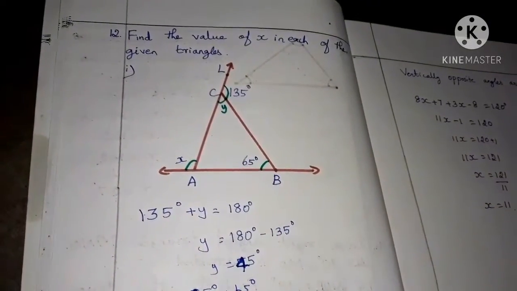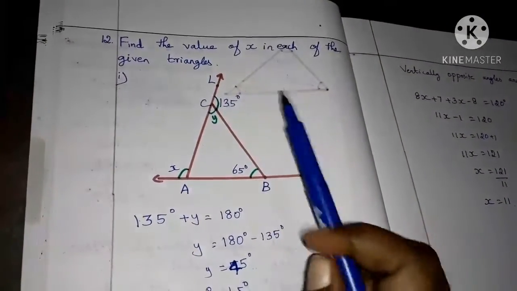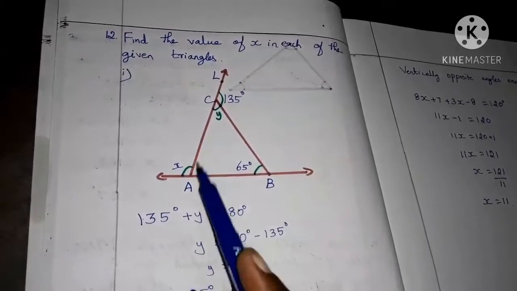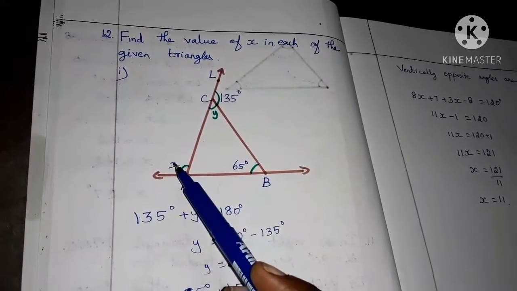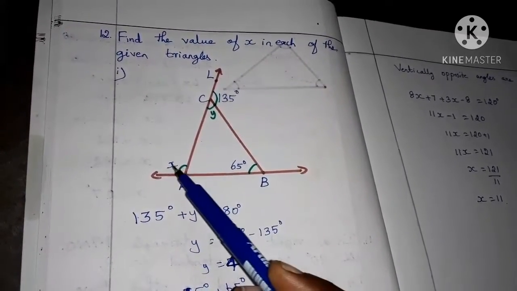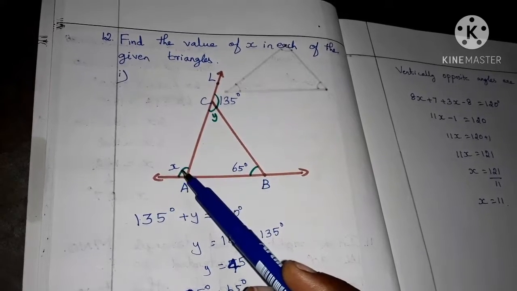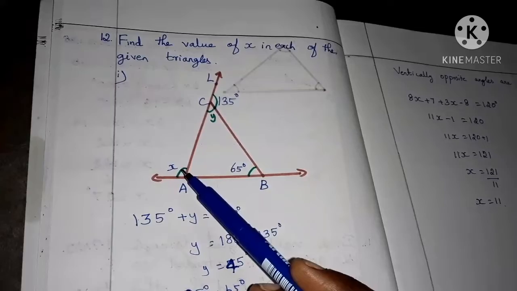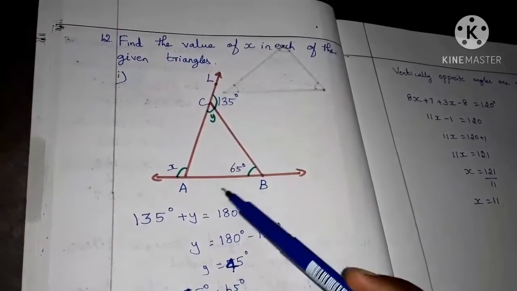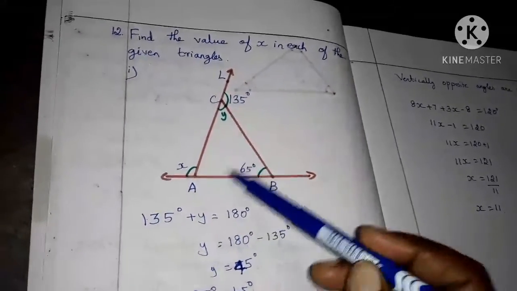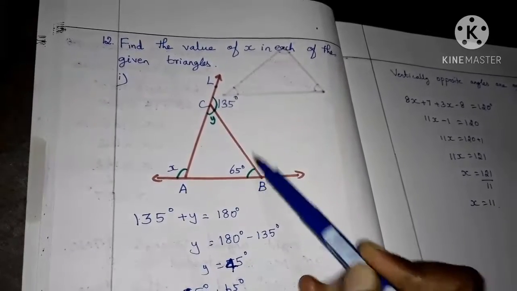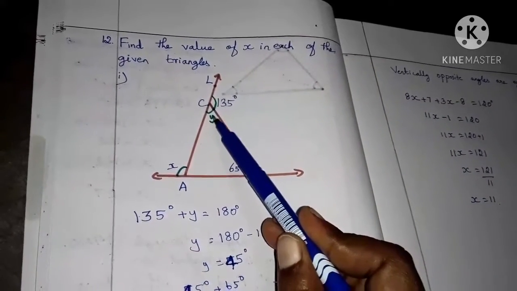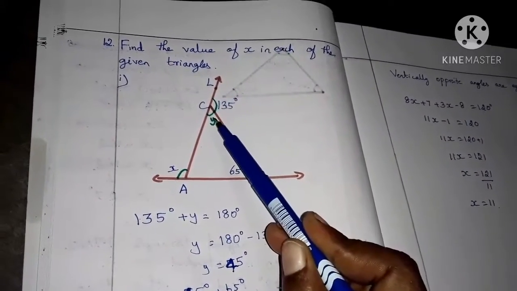Next, question number 12. Find the value of x in each of the following given triangles. So we have to find the value of x. This angle we want to find. This is the exterior angle. So this exterior angle is equal to the sum of the interior opposite angles. So this angle is equal to this and this. So we want to know this. How do you find this?